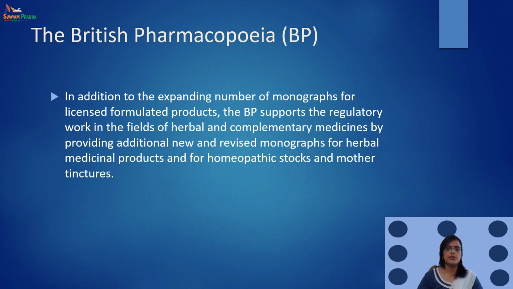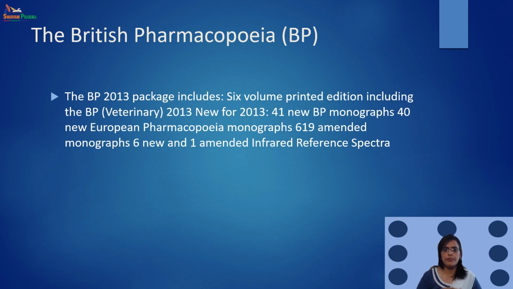In addition to expanding the number of monographs for licensed formulated products, the BP supports the regulatory work in the field of herbal and complementary medicines by providing new and revised monographs of herbal products, and for homeopathic stocks and mother tinctures. This is about British Pharmacopoeia.